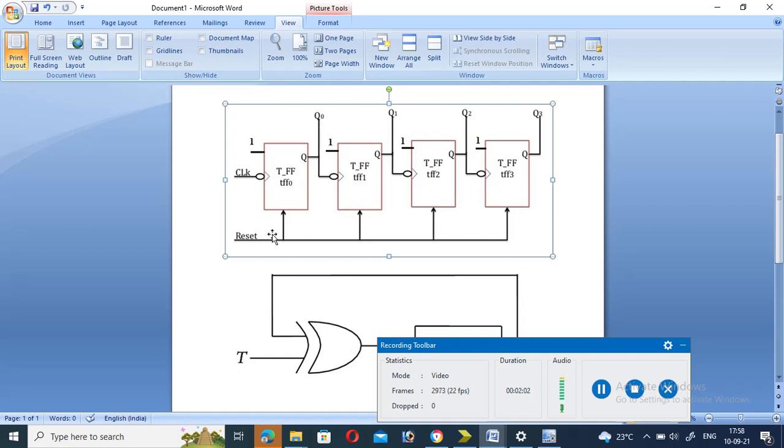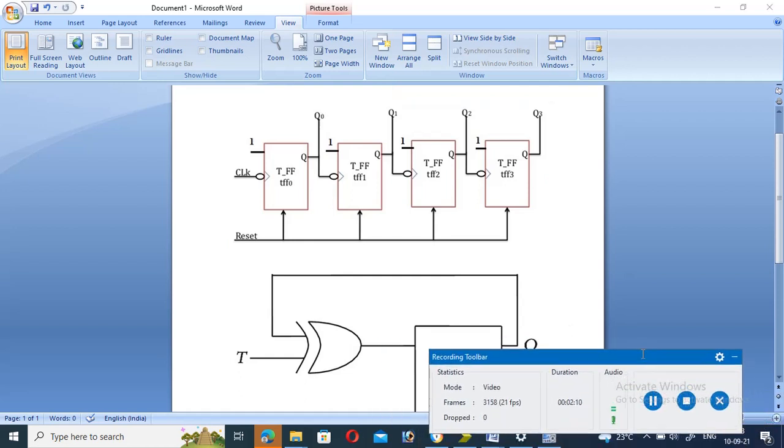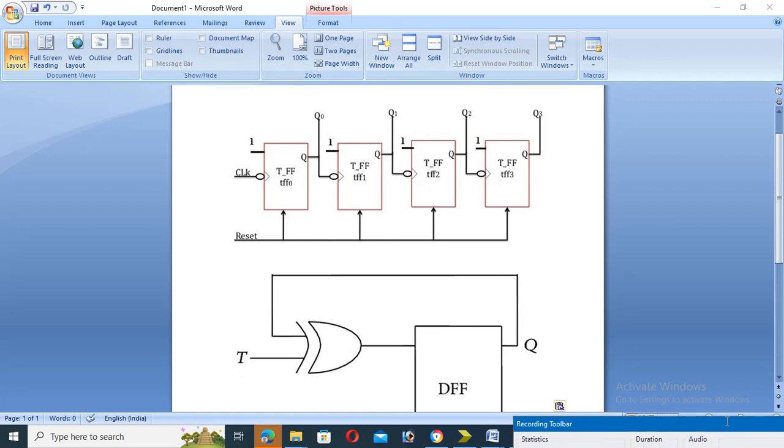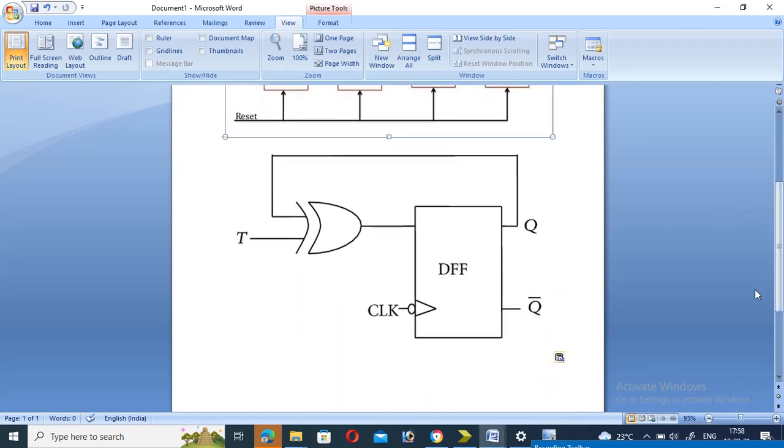So this is the circuit diagram. We just have to apply the reset signal to all flip-flops. Okay, so let us see here. This is a circuit diagram for a T flip-flop built with the help of a D flip-flop.